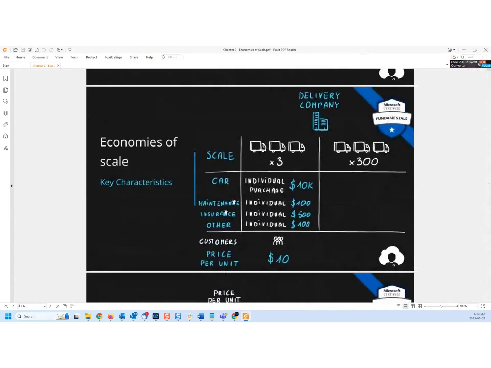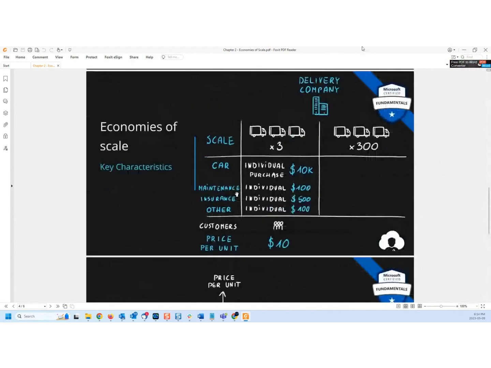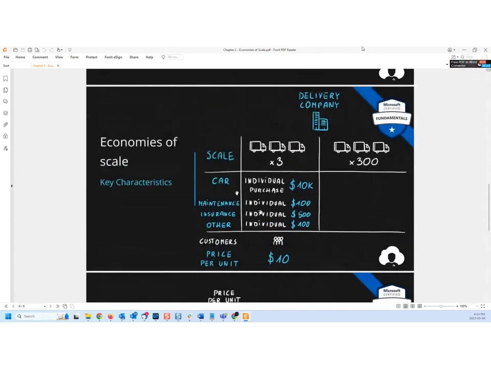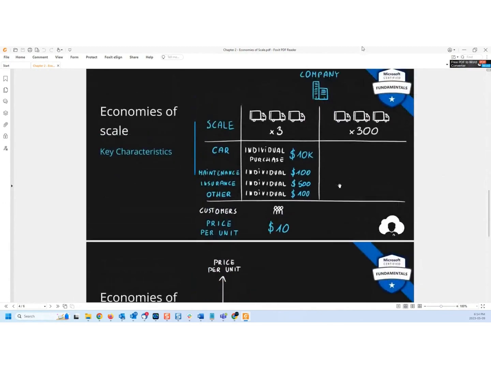And let's say you have grown in your business, and instead of 3 trucks, you now have 300 trucks. Let's say you are adamant and you say, no, I am going to buy all those 300 trucks. So the cost will still go up for investing in all those 300 trucks. Let's say instead of 10K, you get some discount, and you got it at the rate of 9K.